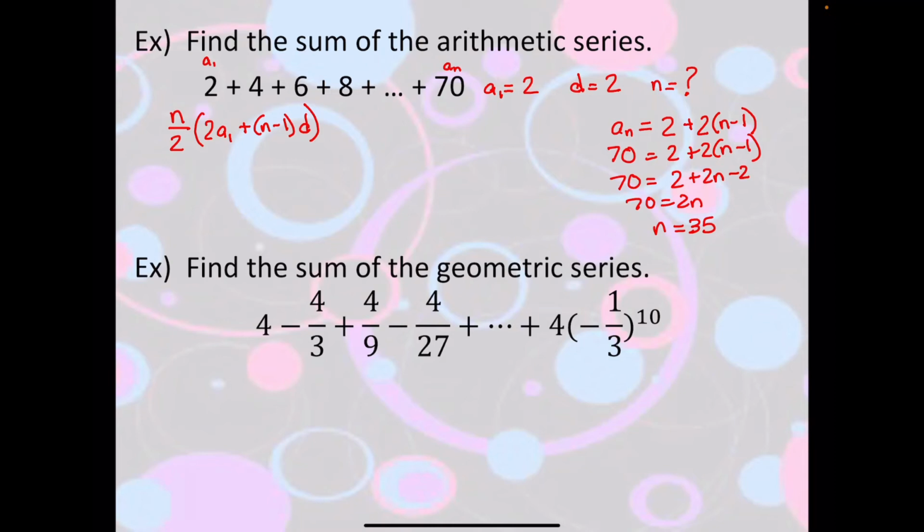So now I have everything I need to find the sum of this arithmetic sequence without having to actually put in my calculator 2 plus 4 plus 6 plus 8 plus 10 plus 12 plus 14 plus 16 all the way to 70. All right, so n is 35 over 2 times 2 times the first term, which was 2, plus 35 again minus 1 times the common difference, which was 2. And we find that the sum of this series is 1,260.